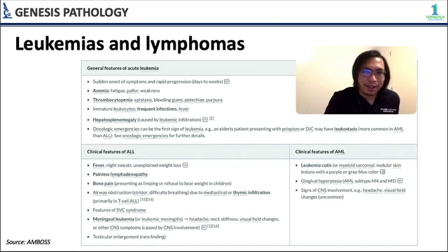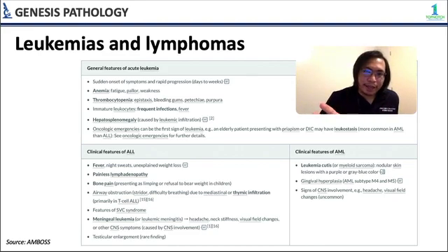So, we have oncologic emergencies that can be the first sign of your leukemia. For instance, an elderly patient who develops priapism, or DIC. Usually these are myeloid leukemias that cause DIC, especially your APML. Leukostasis is more common in your AML.